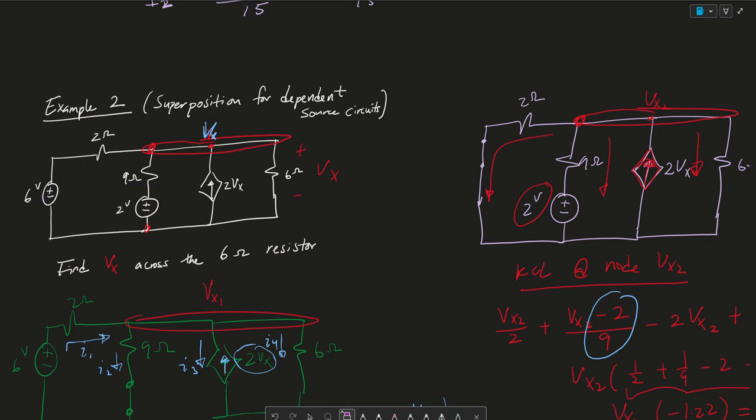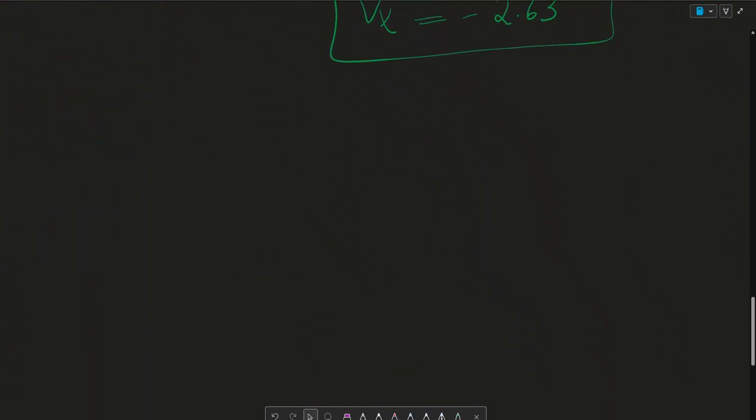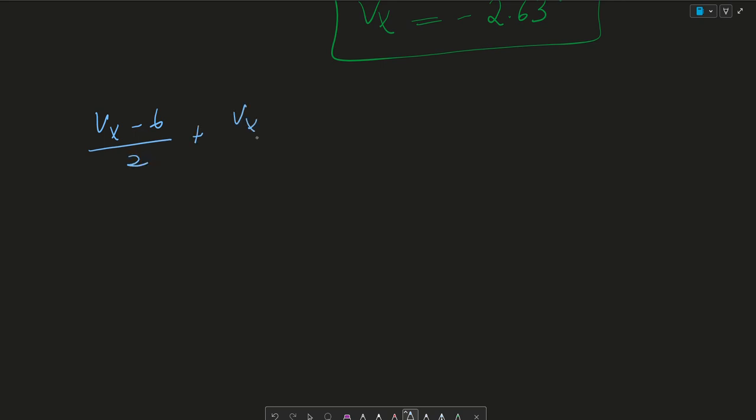And let's go ahead and do that. So if you start with Vx, again, this whole entire node is Vx, and I'm going to consider my currents going this way. So I'm just going to write out the equation. It's a little bit far, but hopefully you paused the video and you have the problem next to you. So I get (Vx minus 6) divided by 2 plus (Vx minus 2) divided by 9 minus 2Vx plus Vx over 6 is equal to 0.